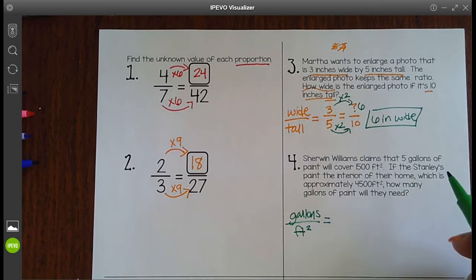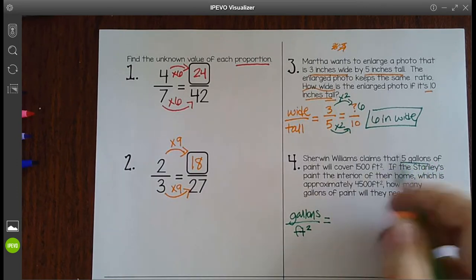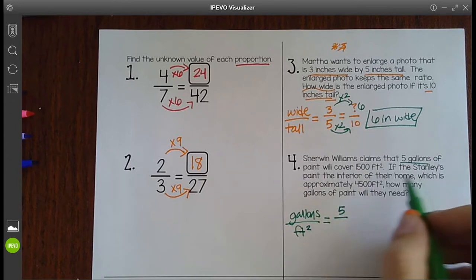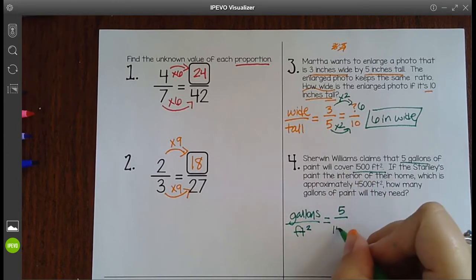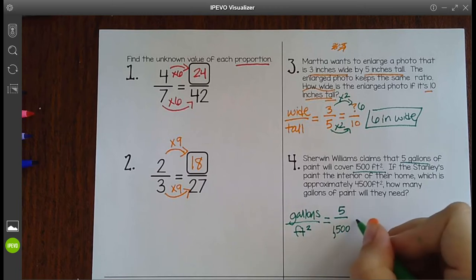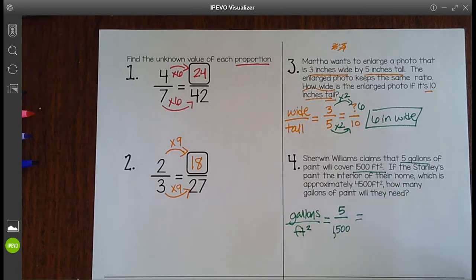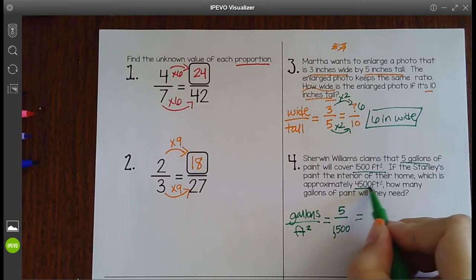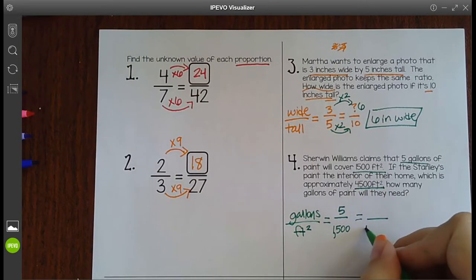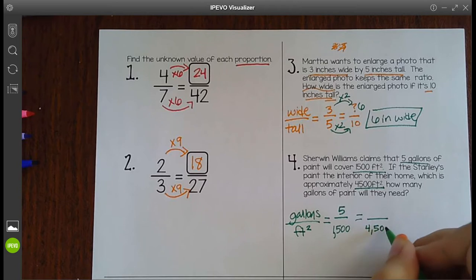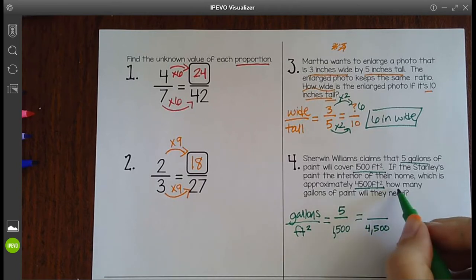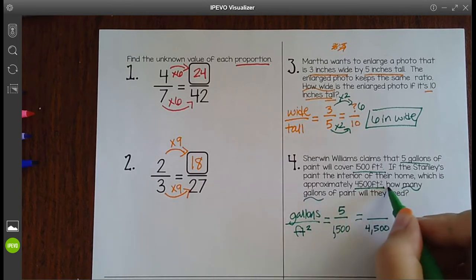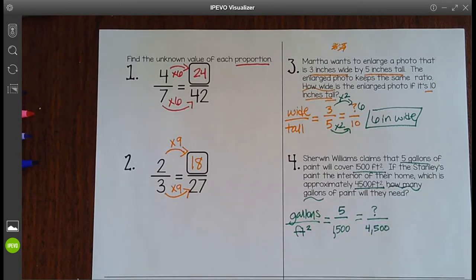Well, that first sentence says 5 gallons will cover 1,500 square feet. Okay, so I used that because that went together. And then my next set of information, after the period, says if they paint the interior of their home, which is approximately 4,500 square feet, so that's talking about the square footage, how many gallons? The unknown is the number of gallons.